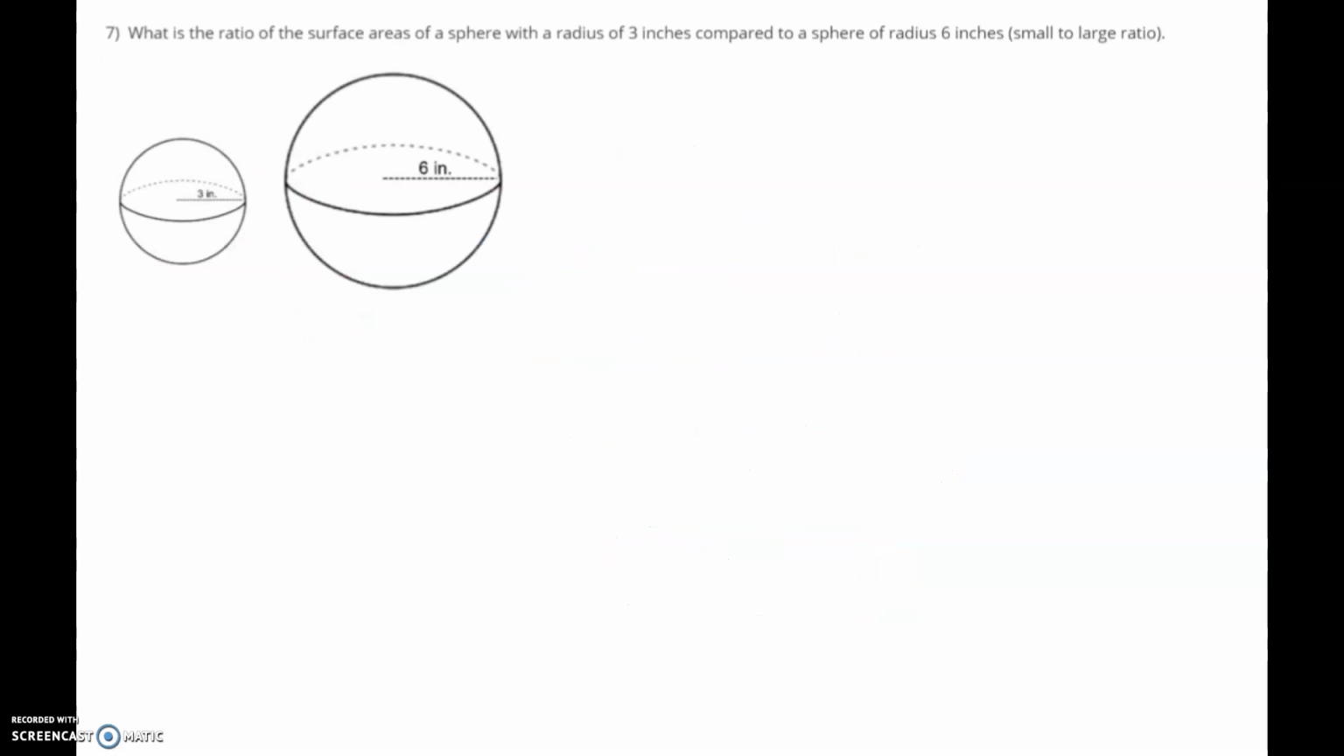On to number 7. Number 7, they ask a question about the ratio of surface areas. Well, we have two spheres, one with a radius of 3, one with a radius of 6. So right now the ratio of their radii is 1 to 2. We're going to look at the ratio of their surface areas. If you recall, the surface area of a sphere was just 4 pi r squared because we have 4 circles that would cover the surface of a sphere.